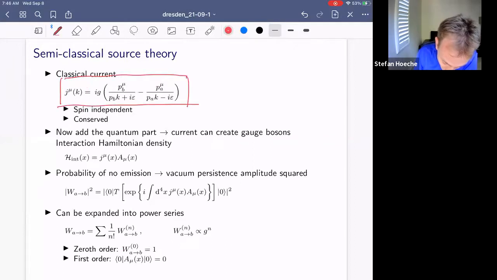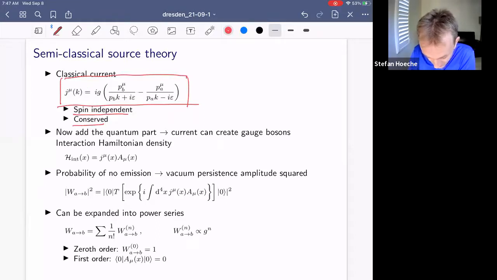Many of you will have seen this classical current in a different context, and we can discuss where it comes from in the recitation session. The important thing is that this current is spin independent. I did not have to make any assumptions about where the particle comes from, or what kind of quantum nature it has. It's a classical particle and it's conserved. Okay, so these two things are essential.